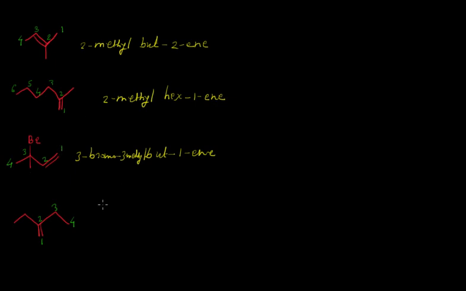So the total number of carbon atoms is 4. So we must write but-1-ene, and the ethyl group is present at position number 2. So this will become 2-ethylbut-1-ene.